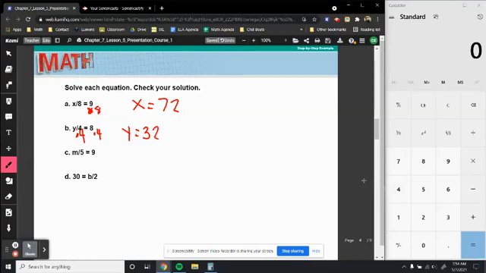M divided by 5 equals 9. We are going to multiply both sides by 5, which then M will equal 45. And the last one, we have 30 equals B divided by 2. Again, we're going to multiply by 2, which then gives us B equals 60.